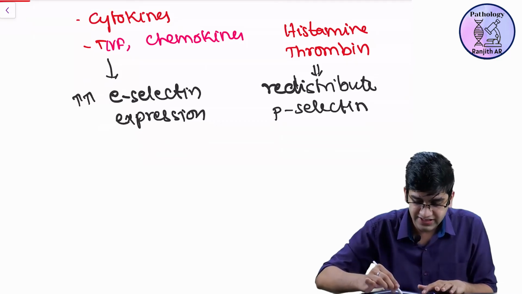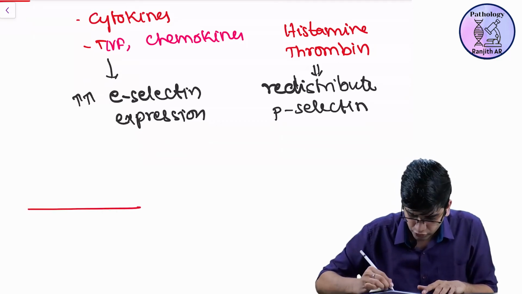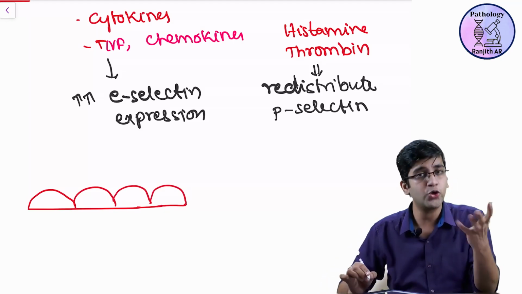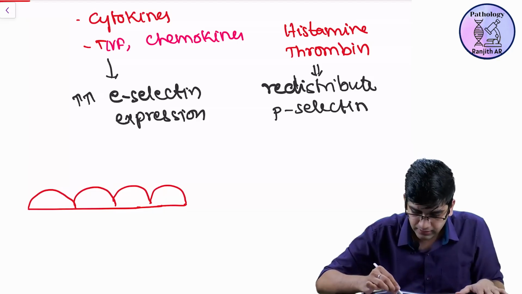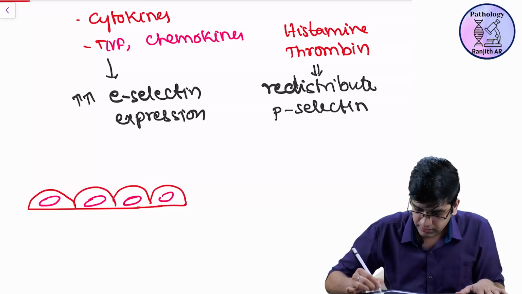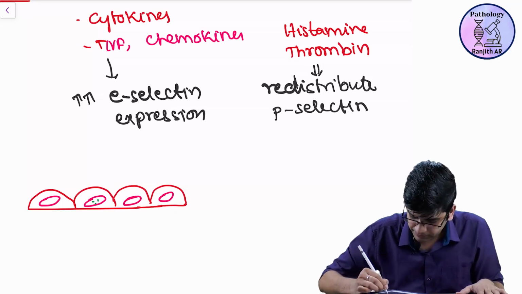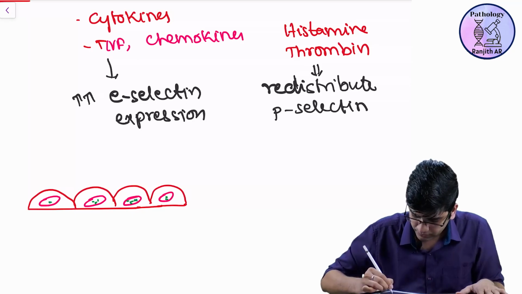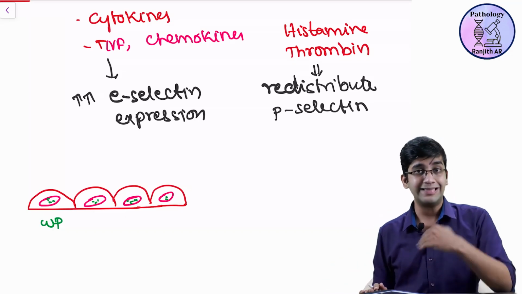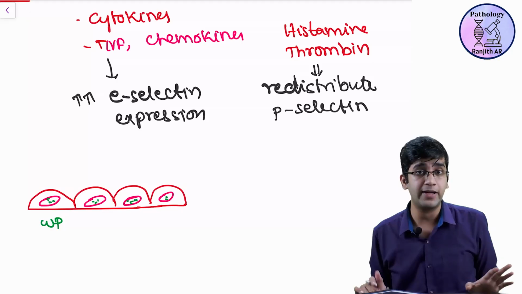So what happens is, I'll draw a normal endothelium here. This is my normal endothelium. It has no E-selectin, and these are my Weibel-Palade bodies, in a different color. The P-selectin is inside. I'm writing WP for Weibel-Palade. This is a normal, non-inflamed endothelium.